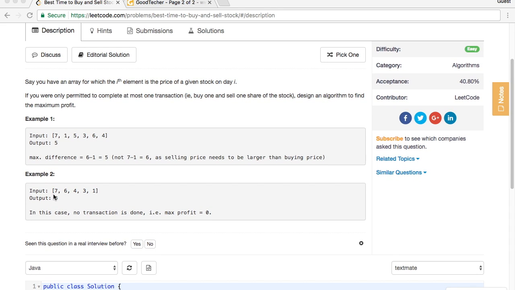Second example, 7, 6, 4, 3, 1, and this time your maximum profit is just 0. The maximum profit is 0 because the highest price appears on the first day, 7, and on the later days the stock price keeps going down, so your max profit cannot be greater than 0.